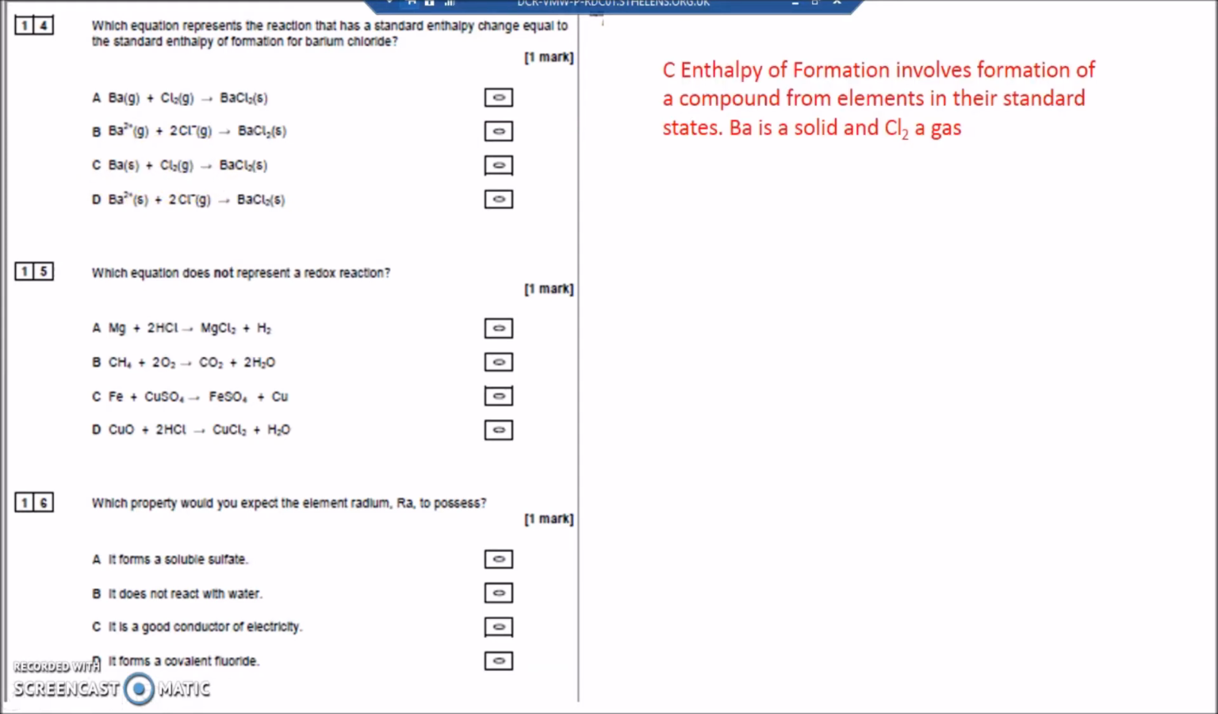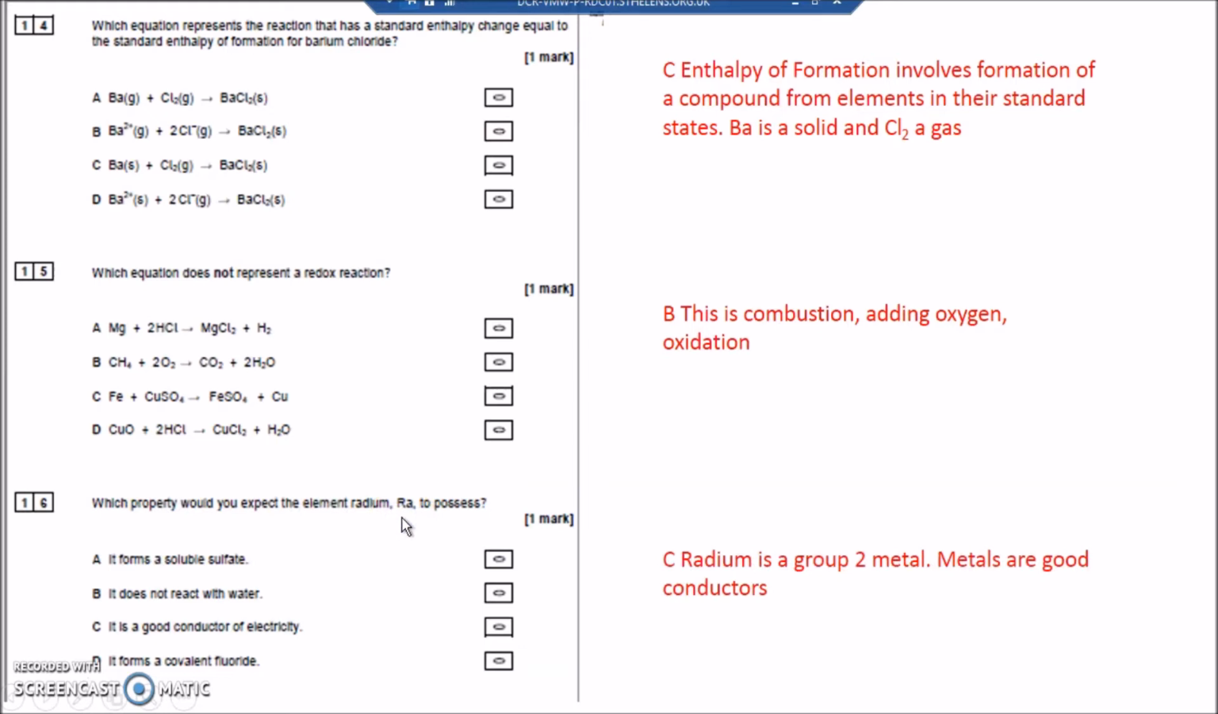Which equation does not represent a redox reaction? Straight off your answer is B, because that's combustion, oxidation by adding oxygen. Which property do you expect of the element radium? Well, radium's in group 2, they're called the alkaline earth metals. They're all metals in group 1 and group 2, and they're good conductors of electricity.